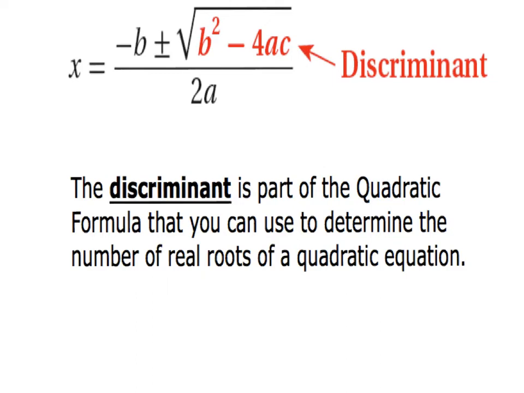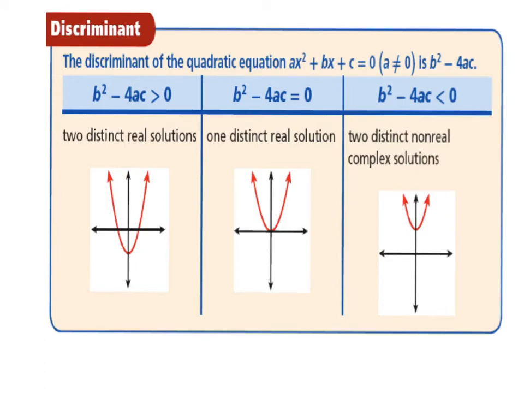Now, as I was saying, the discriminant discriminates against the type of solutions we are going to have. So here's your definition for a discriminant. The discriminant is a part of the quadratic formula that you can use to determine the number of real roots for a quadratic equation. Okay, go ahead and pause that and get this definition down in your notes.